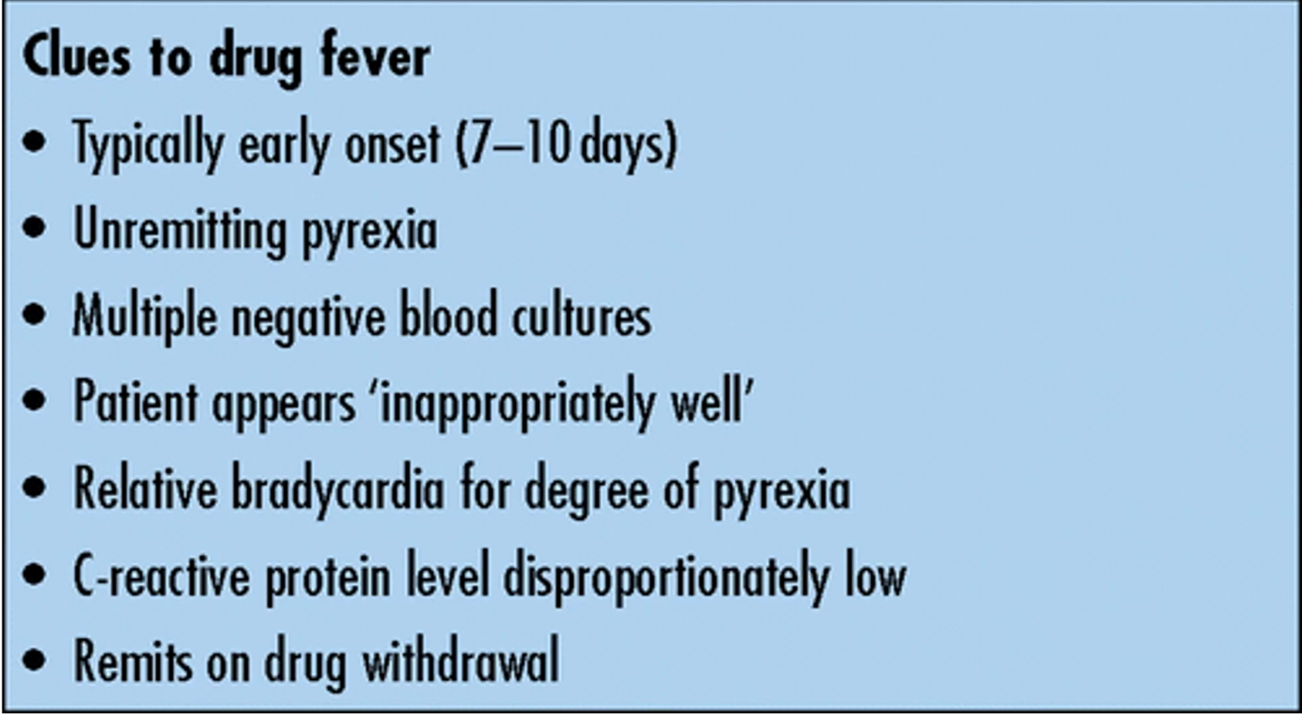Overall, clues to consider drug fever include typical early onset, 7 to 10 days, unremitting pyrexia, multiple negative blood cultures, patient appears inappropriately well, relative bradycardia, high degree of pyrexia, CRP level disproportionately low, remits on drug withdrawal. So those are clues to drug fever.